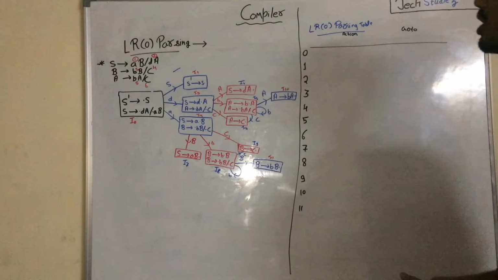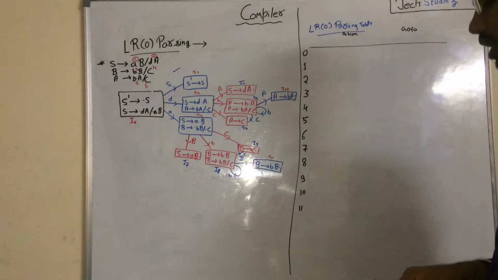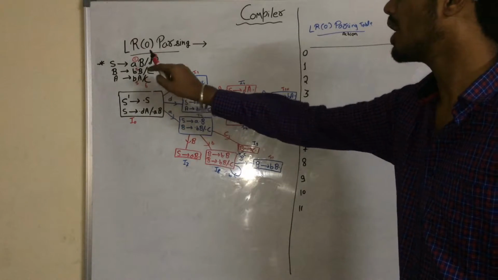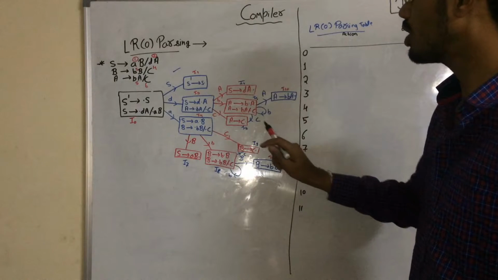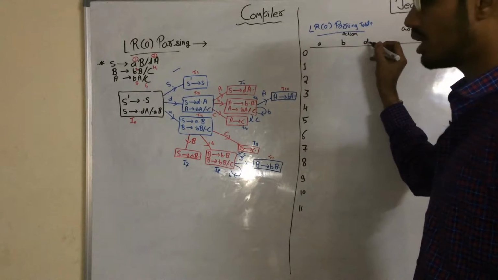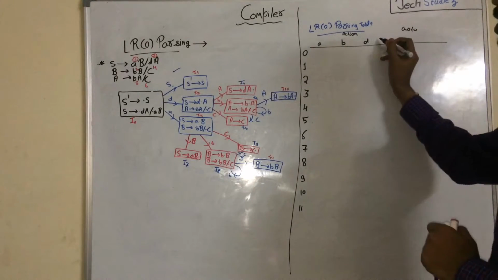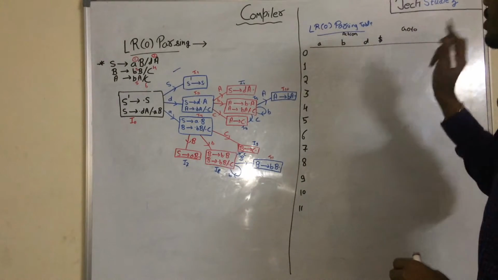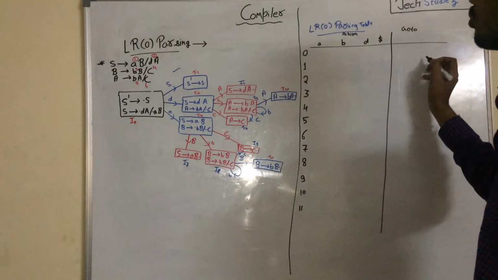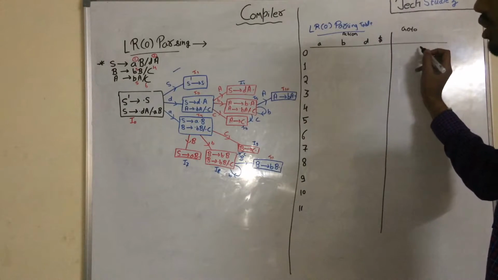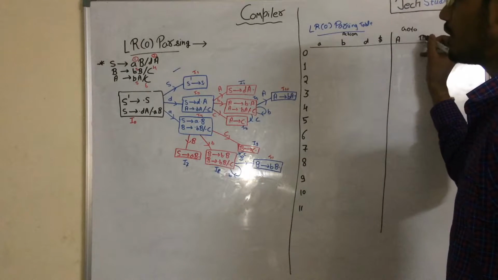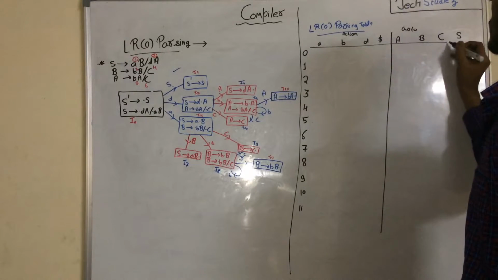Now check how many non-terminal symbols and how many terminal symbols there are. So check for terminal symbols. We have a, b and d. Now add the dollar sign as well. So this is the complete action part, and now in goto we have to add all the non-terminals. The non-terminals here are A, B, C and S.